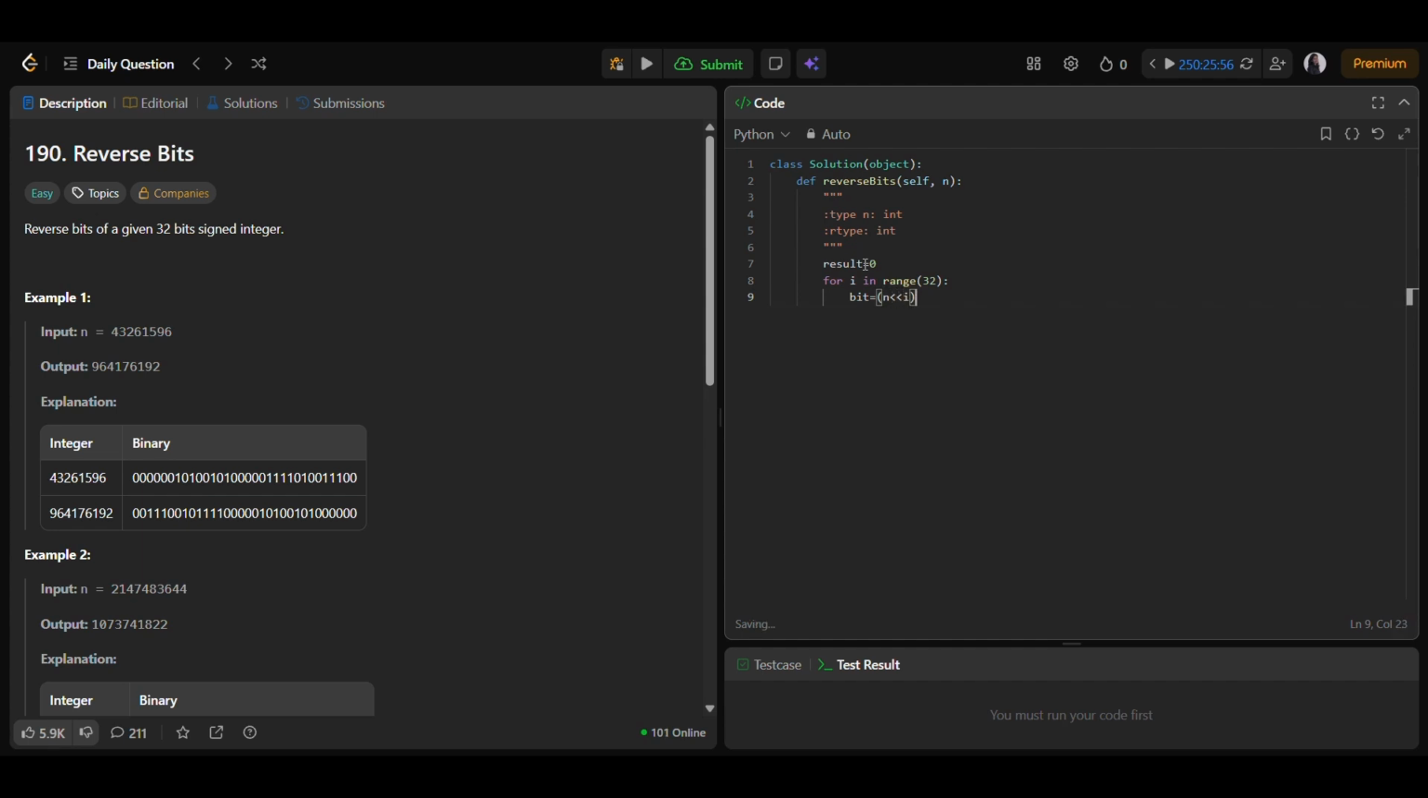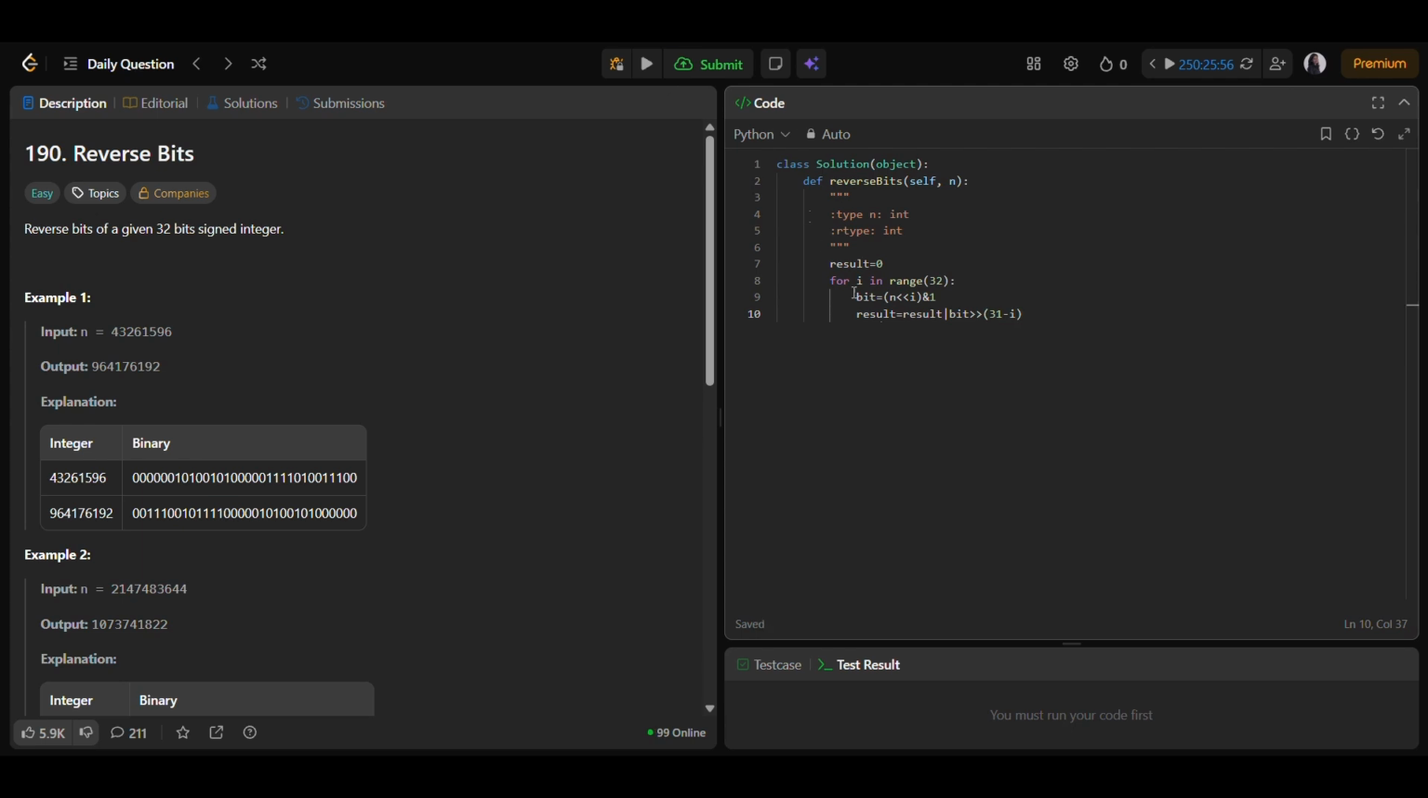So we update the result. Result is equal to result OR of bit shifted left 31 minus i times. It is shifted left. I previously said right by mistake, so we shift to the left to reverse it. And then we return result.